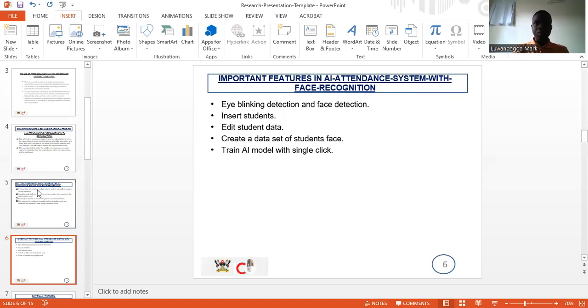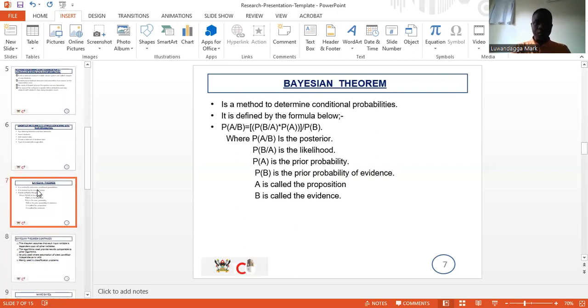So it should be able to identify the students, then train the AI model with a single click. Once you look, it should be able to show whether you're a student who has fully paid the tuition or not. You should look once, and then it gives you the details.